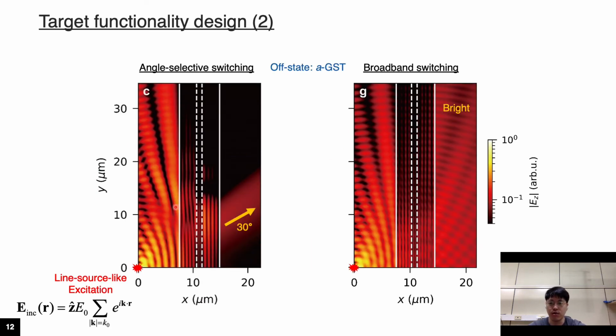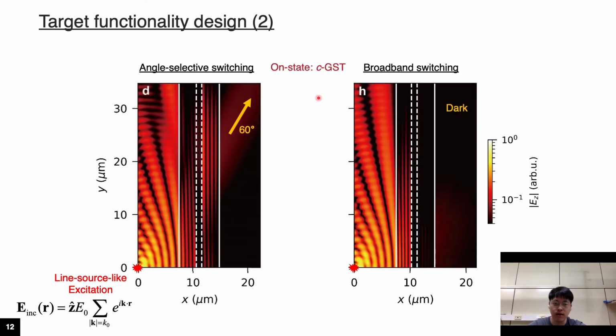These two figures clearly show the operations of the examples. White solid lines here indicate the boundary of the devices in the air, and white dashed lines here especially indicate the boundary of the GST layers. So a cylindrical wave is excited from the line source at the origin, and when the devices are turned off, the left device transmits the wave in the direction of 30 degrees, and the right one transmits the wave in a broad range of angles. When the devices are turned on, then the left one steers the wave in the direction of 60 degrees, and the right one blocks the whole angle component of the incident waves.